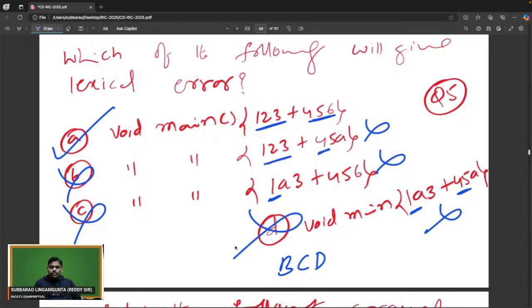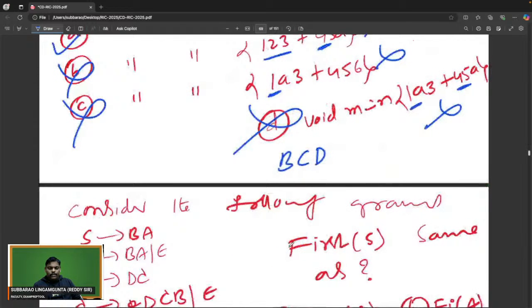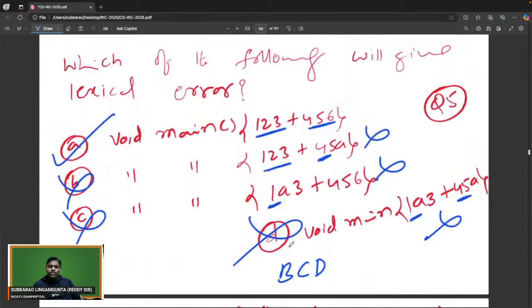B also, na? See, in B also there is a 45A starting with a digit. So I think B also. BCD will give lexical error. Yeah, I think it's a nice MSQ problem. Let's move to the next problem.